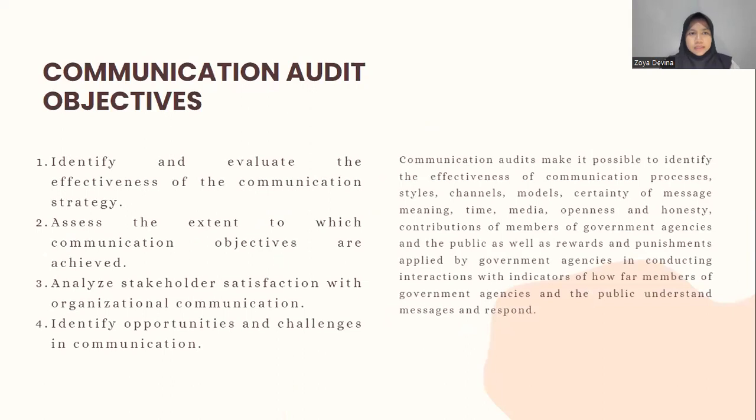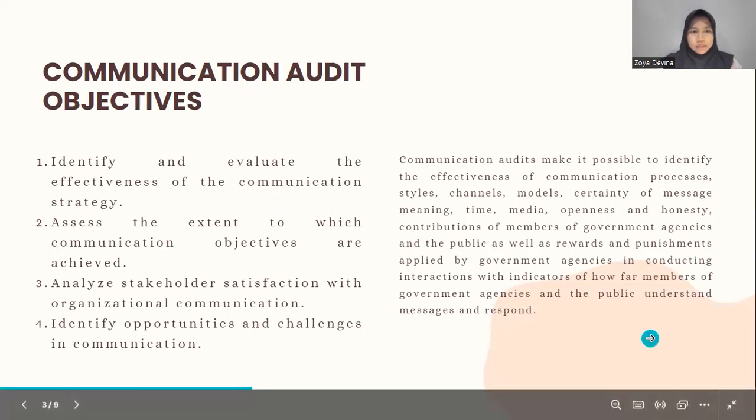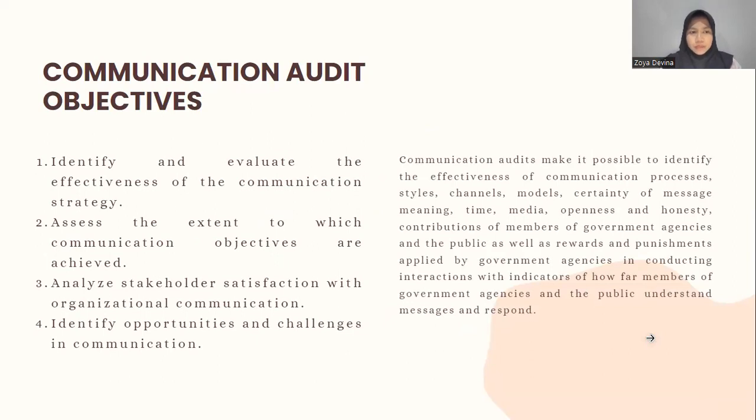And next, communication audit objectives. First, identify and evaluate the effectiveness of the communication strategy. Second, assess the extent to which communication objectives are achieved. Third, analyze stakeholder satisfaction with organizational communication. And fourth, identify opportunities and challenges in communication.